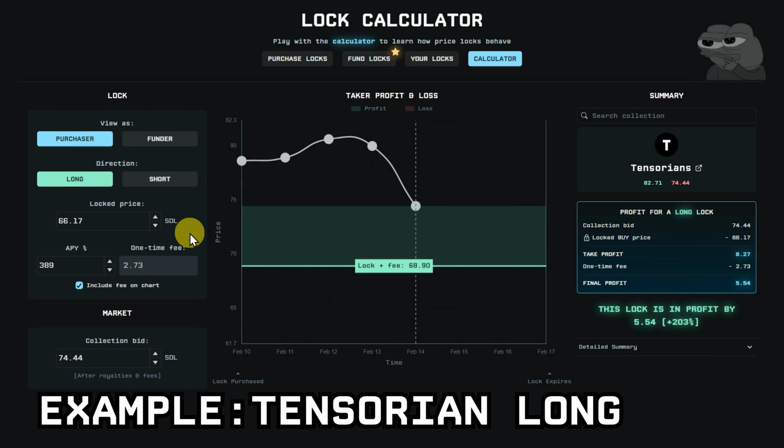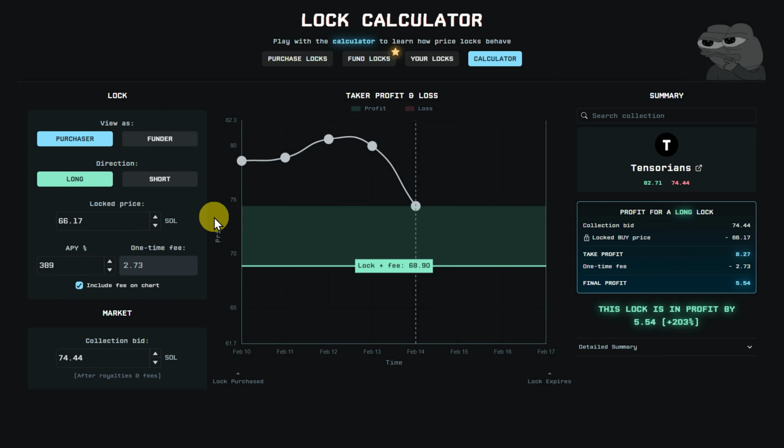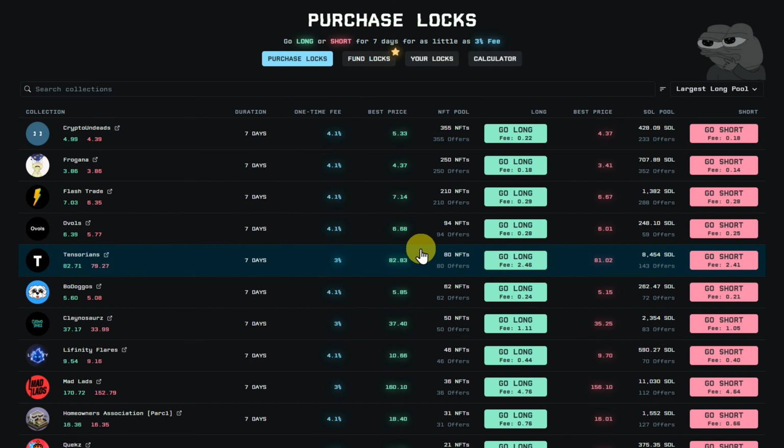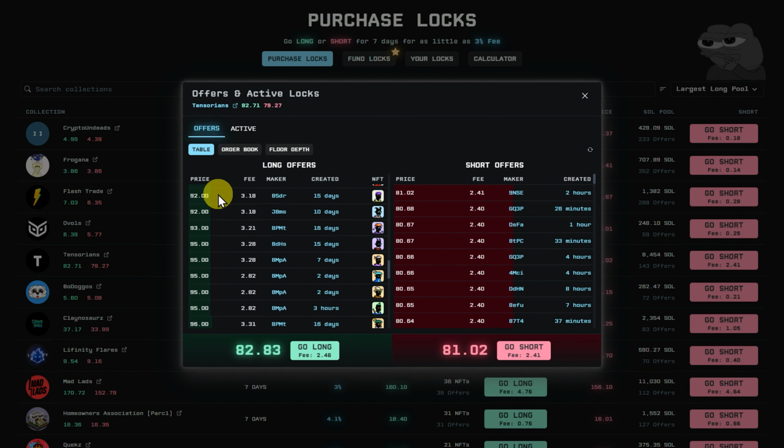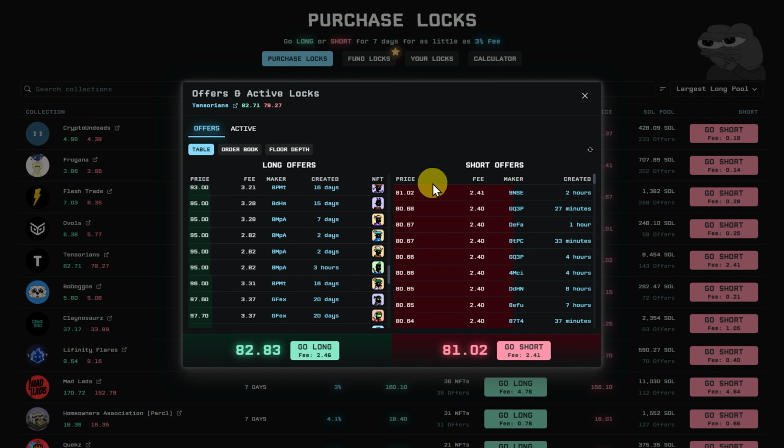Let's say we want some exposure to Tensorians, because we think they're going to go to 100 SOL. Before we put in a locked price, it's good to know what other people have put in as a locked price. So we'll go to purchase locks and have a look at the offers. Just click on this and we can see the long offers are about 82.83 SOL, and they get higher and higher and higher. There's also shorts around this price as well.